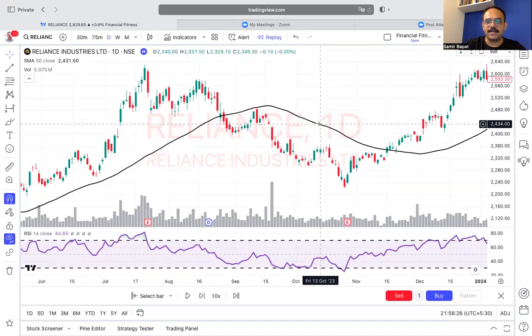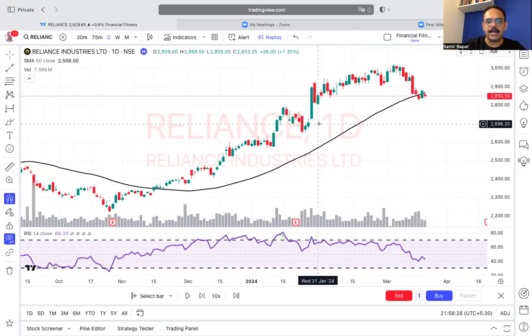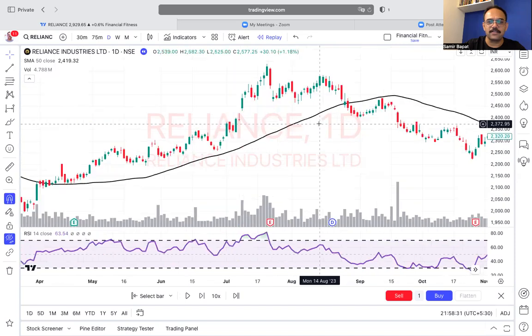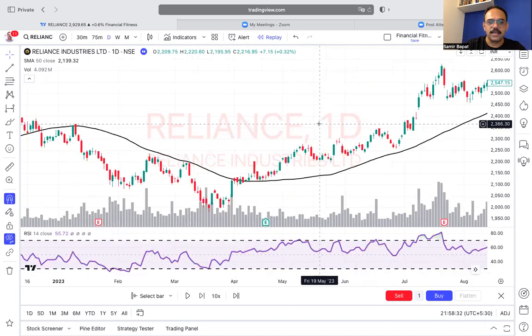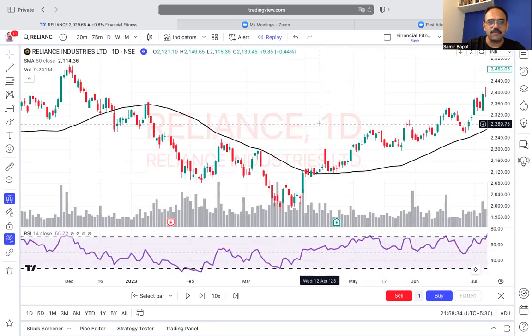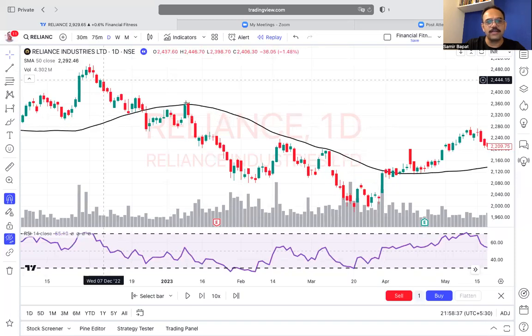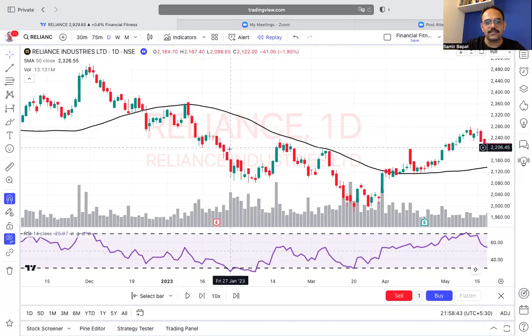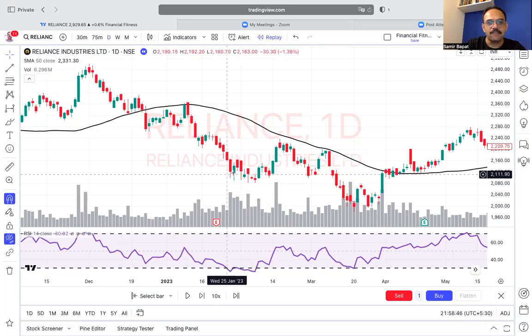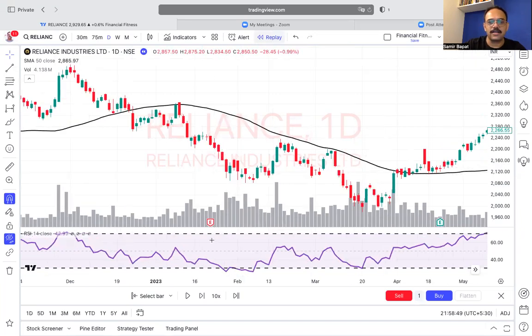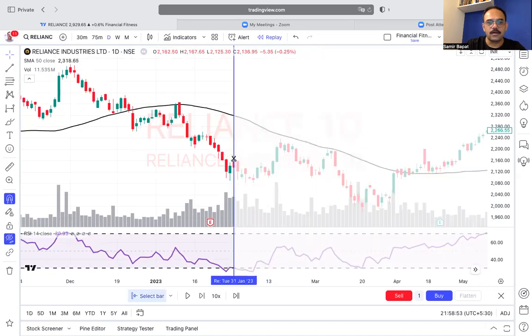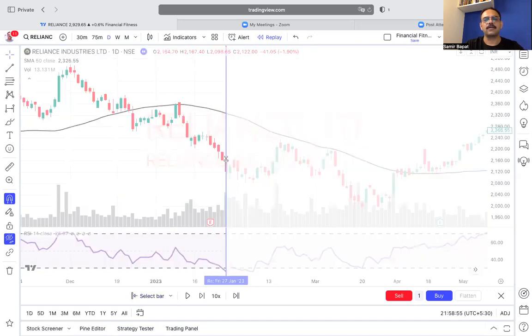So this is one example we took for Reliance. Let's go a little backwards here. See, again we have the same situation here. The price started going down. It went below the 50-day moving average. It has gone below the 30 on the RSI. We go back. So let's cut it here.